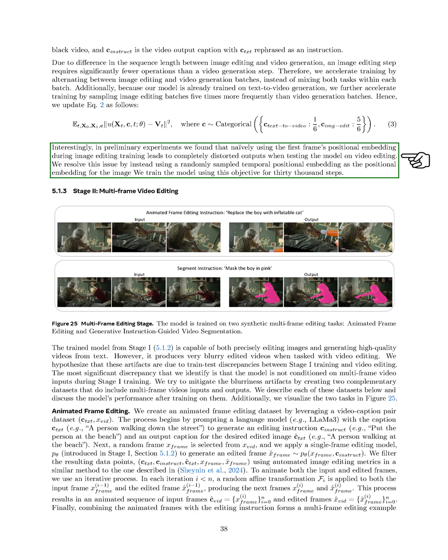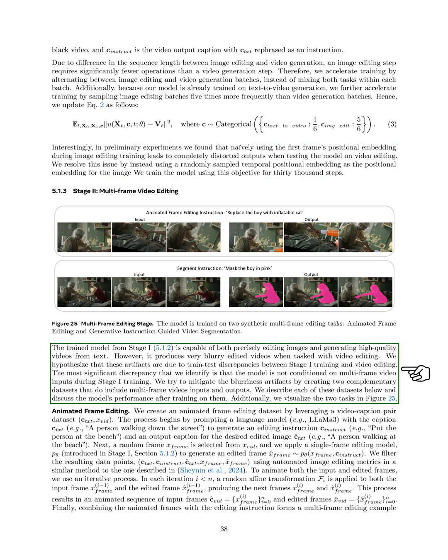Stage 2. Multi-frame video editing. After Stage 1, our model can edit images and generate high-quality videos from text, but it produces blurry edited videos. We believe this is due to discrepancies in training, particularly because the model wasn't trained on multi-frame video inputs in Stage 1. To address the blurriness, we create 2 new datasets that include multi-frame video inputs and outputs.